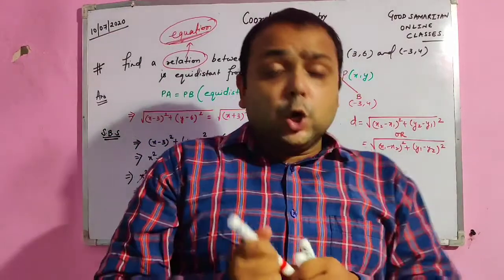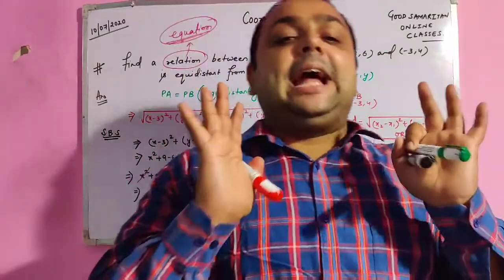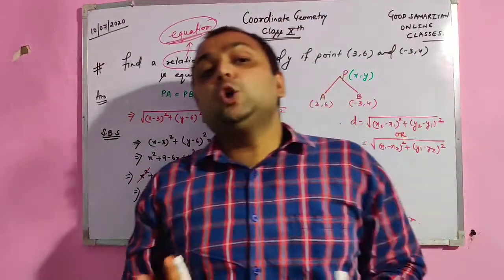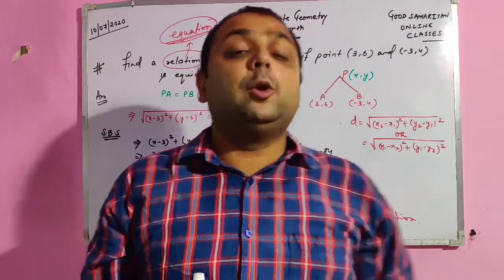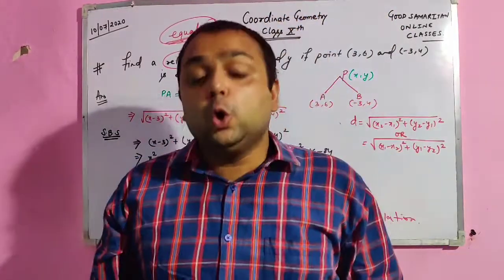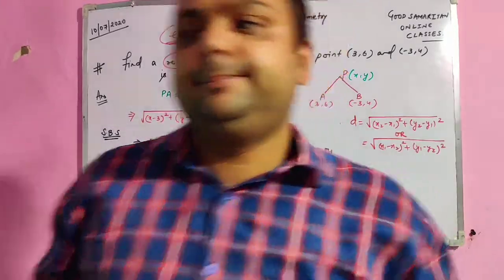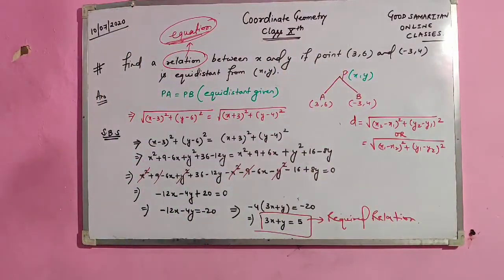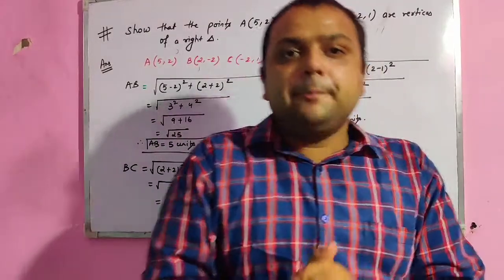So I hope you understand the concept of equidistant. The concept of equidistant says that they are at equal distance, and in order to solve the problem by distance, we need to apply the distance formula. Now I am going to tell you some more problems based on the distance formula. We'll see one more problem based on the distance formula.